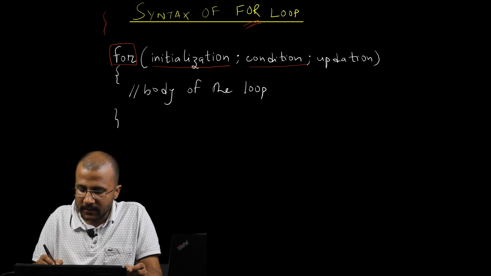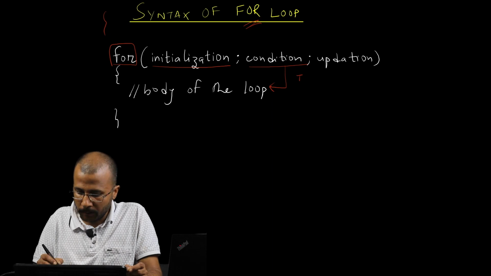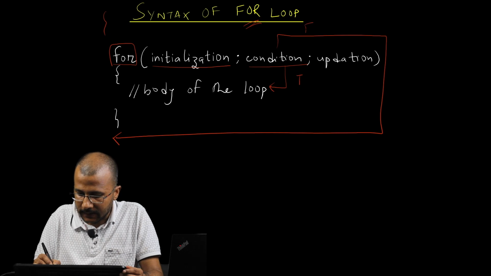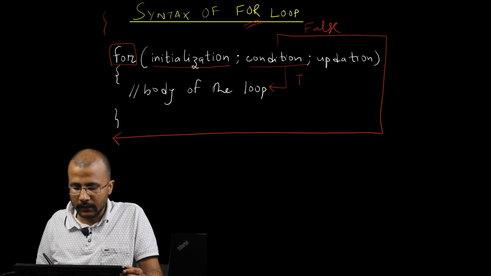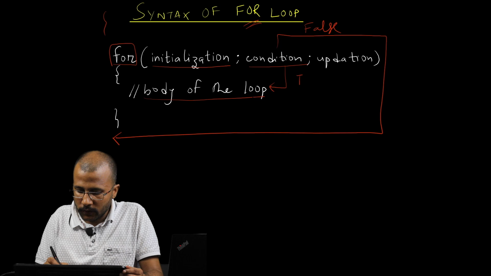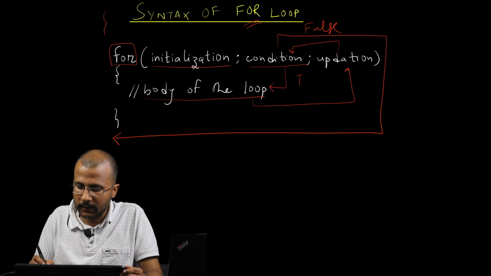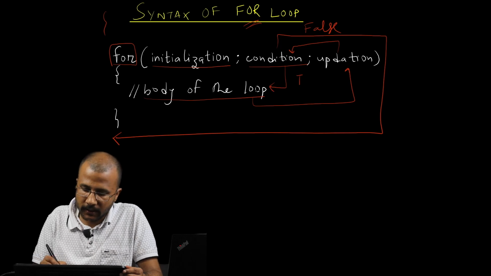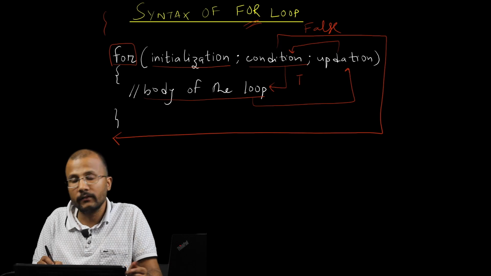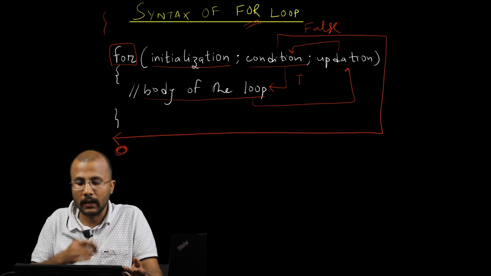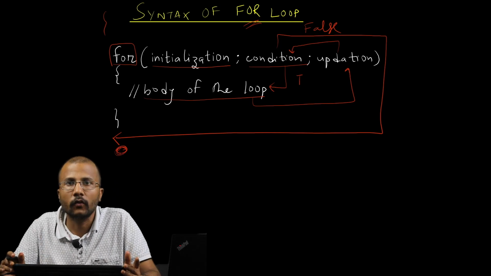Now this condition is either true or false. If it is true, you go and execute the body of the loop. If the condition is false, you come out of the loop and exit. Once you are in the body of the loop, you go back and update. Once updated, check the condition. If the condition is true, get into the body, and update, check the condition. Keep on checking the condition and keep on executing the body if the condition is true. Whenever the condition becomes false, you just come out of the loop and you are done with looping. This is how a for loop works.